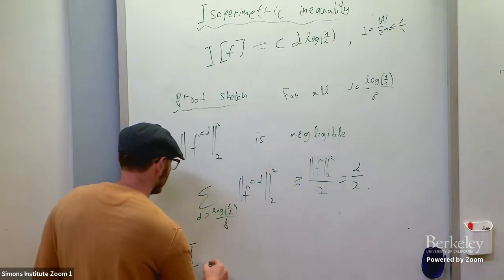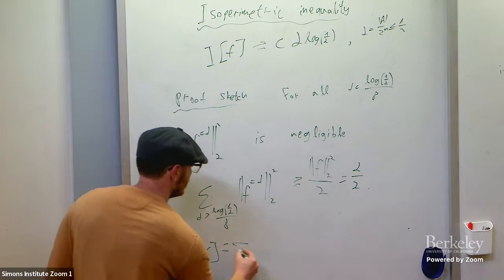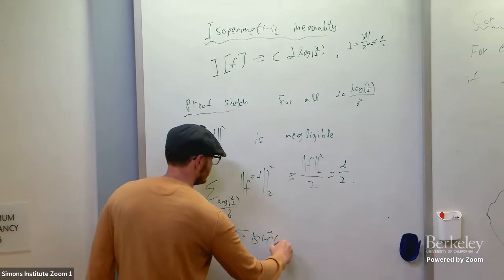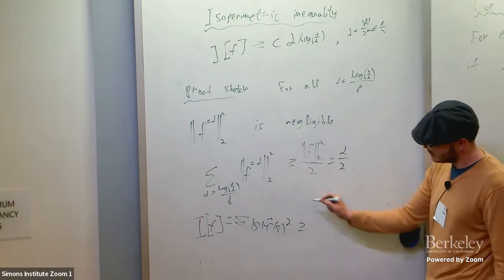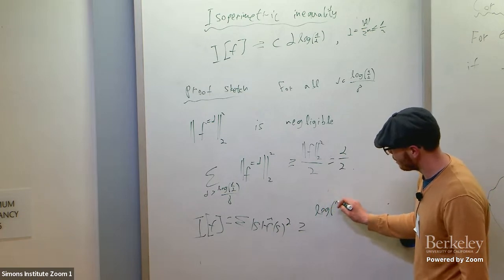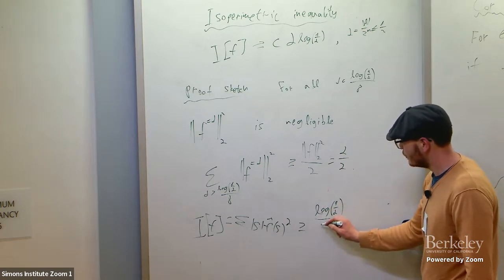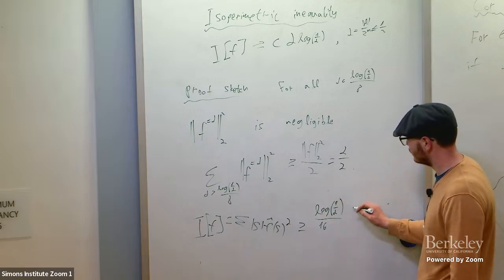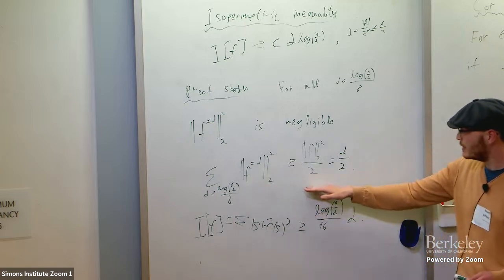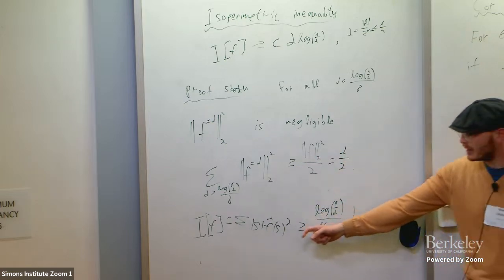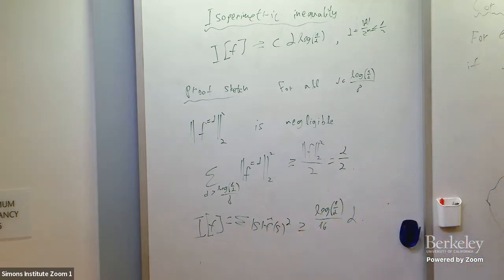As mentioned, the total influence of f is the sum of s times f hat at s squared. So we get that this is at least log 1 over alpha over 16 times alpha. This mass here is at least alpha over 2, and it's multiplied by this |s|, which is always going to be at least log 1 over alpha. Okay, so that's for the isoperimetric inequality.